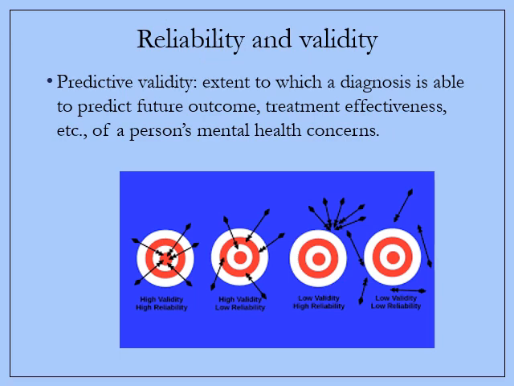And moving on to validity, one type of validity that's particularly important in a clinical scenario is predictive validity, which is the extent to which a diagnosis is able to predict future outcome, treatment effectiveness, etc., of a person's mental health concerns. So, for example, I would hope that giving somebody a diagnosis of social anxiety disorder would help to predict how a person might function in the future, which treatments would be best suited to address their concerns, if we have to worry about anything else, like if we should keep an eye open for depression, which is often the case in social anxiety disorder.